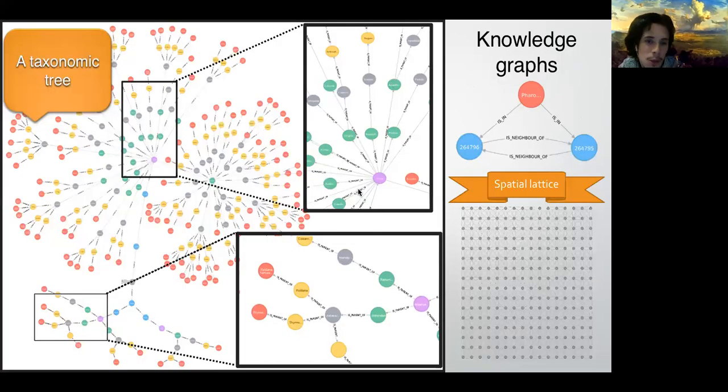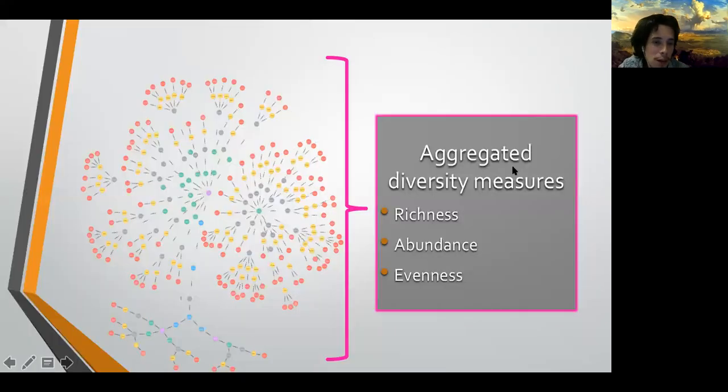In this knowledge graph, we have different colors indicating the different taxonomic levels. Here is the birds node, and they have several different orders of birds going to families, genus, and species. And we can see here that species are also connected to these blue nodes, which are of the type cell, as in the space. So the cells form a spatial lattice, and they are connected by the relation is neighbor of. We can aggregate these structures using different measurements of diversity, for example, richness, abundance, evenness, and so on.